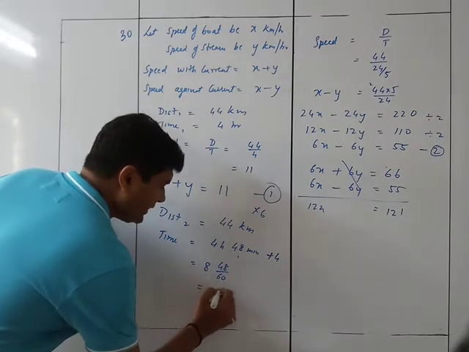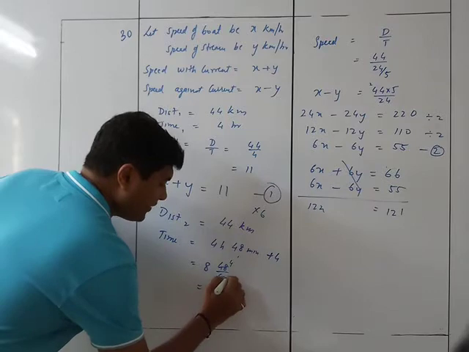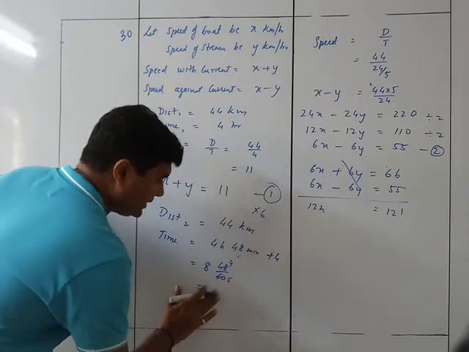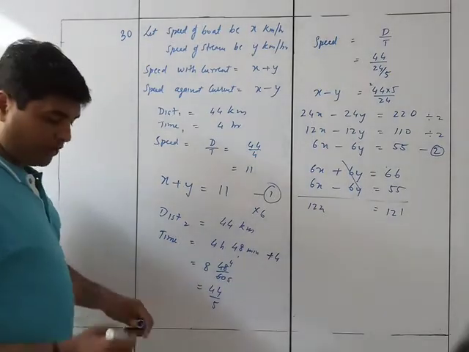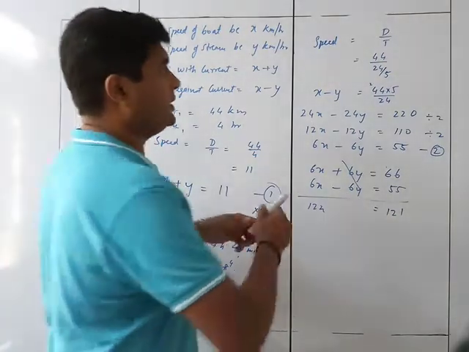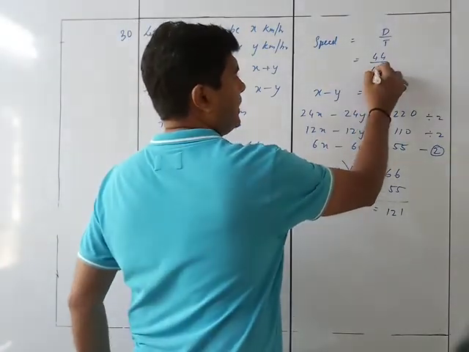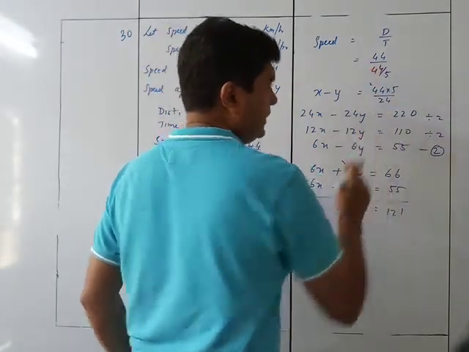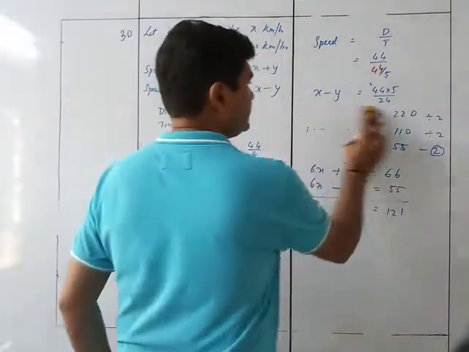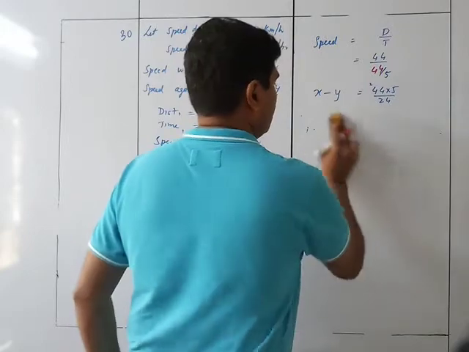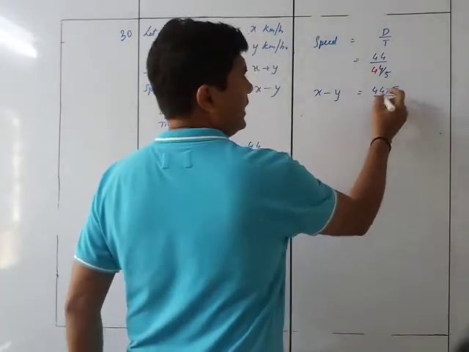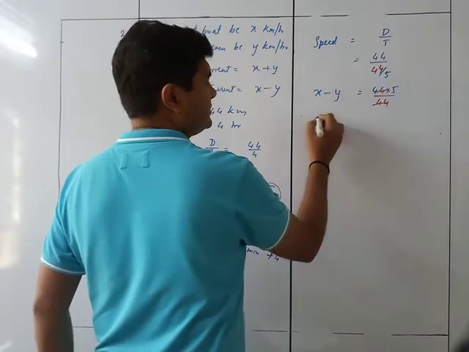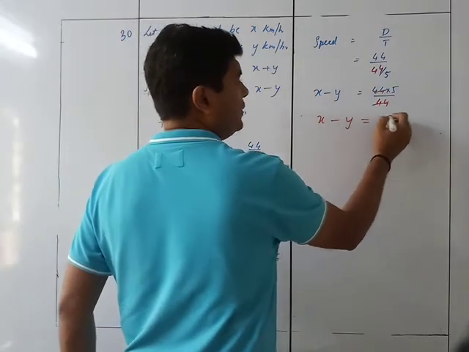So there will be 8, that will be 4 upon 5. 5 8s are 40, plus 4, is 44 upon 5. This will be 44 upon 5. Accordingly over here this will be 44 upon 5. Hence, I will better erase this part. So this is nothing but 44 upon 5 upon 44. So 44 will cancel. So x minus y is equals to 5.